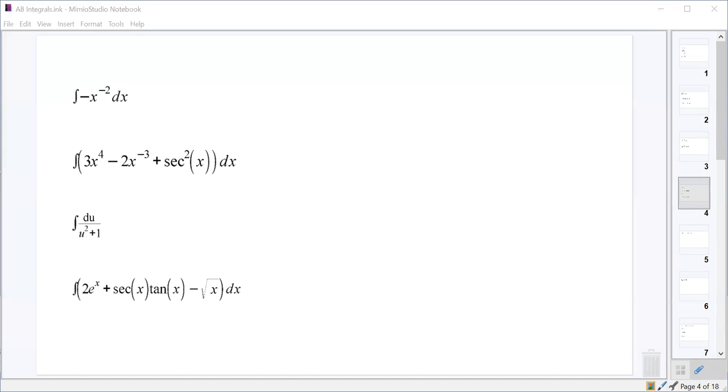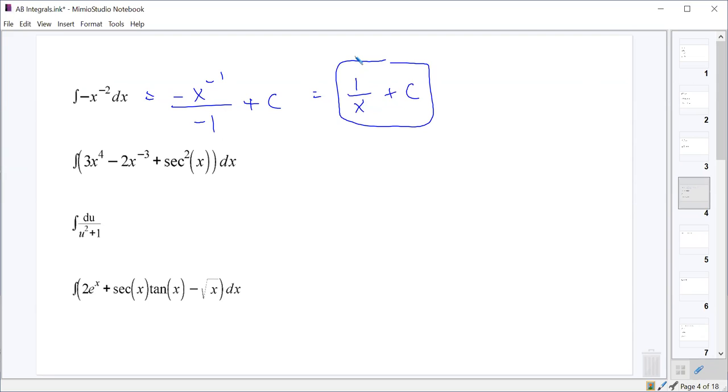So the first one, negative x to the negative 2, that one we should just be able to apply the power rule to. So we'll go up to a power of -1, and then we'll divide by -1, and we won't forget our plus c. So this becomes just 1 over x plus a constant. Is that what everybody got for that one? Yeah. Cool.